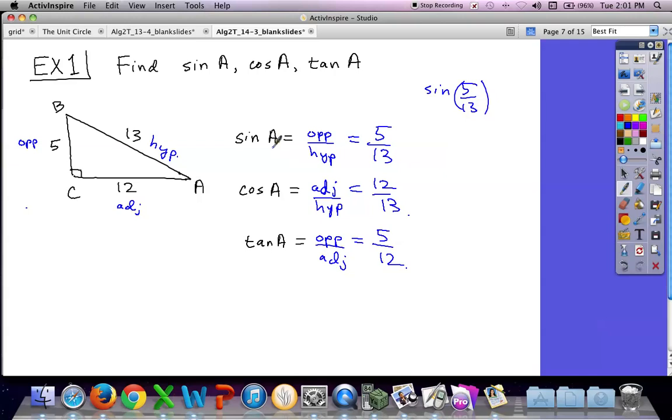Okay, the fact is we don't know what A is. Well, we're not finding A. We're finding the sine of A. Now, we could find A, but that's not what we're doing here. We're just saying sine of A is 5 over 13. So don't do that.